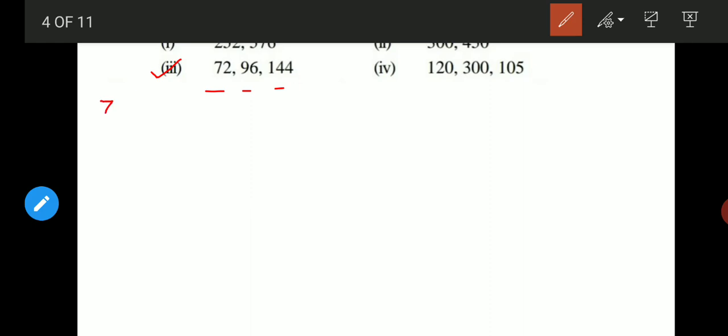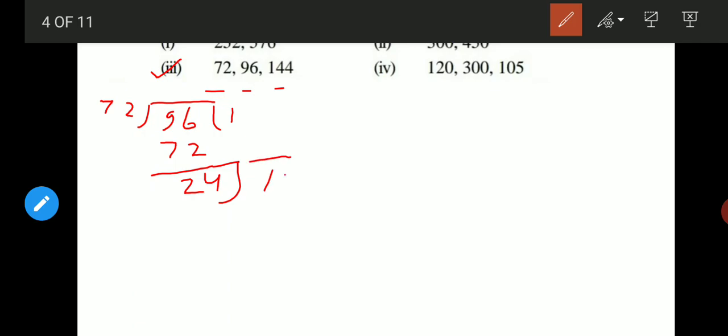First of all, you write 72 and here is 96. How many times? It is 1 time. It is 72. 6 minus 2 is 4, and 9 minus 7 is 2. Now 72 is divided by 24. It will be 3 times: 3 fours are 12, 3 twos are 6, and 1 seven. So there is no remainder. That means 24 is common in both.